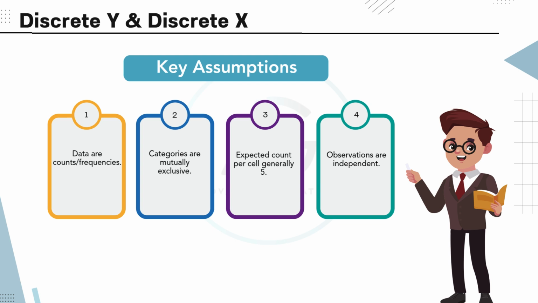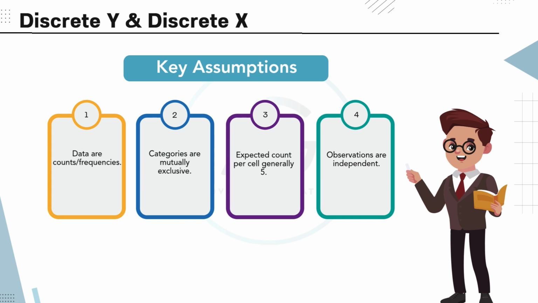Let's walk through the 4 key assumptions. 1. Data are counts or frequencies. Chi-square works only with frequency data. That means we are counting occurrences of categories, like how many customers chose each product, not measuring things like weight or height. 2. Categories are mutually exclusive. Each observation should belong to only one category. For example, in a customer satisfaction survey, one response can't be both satisfied and dissatisfied at the same time.